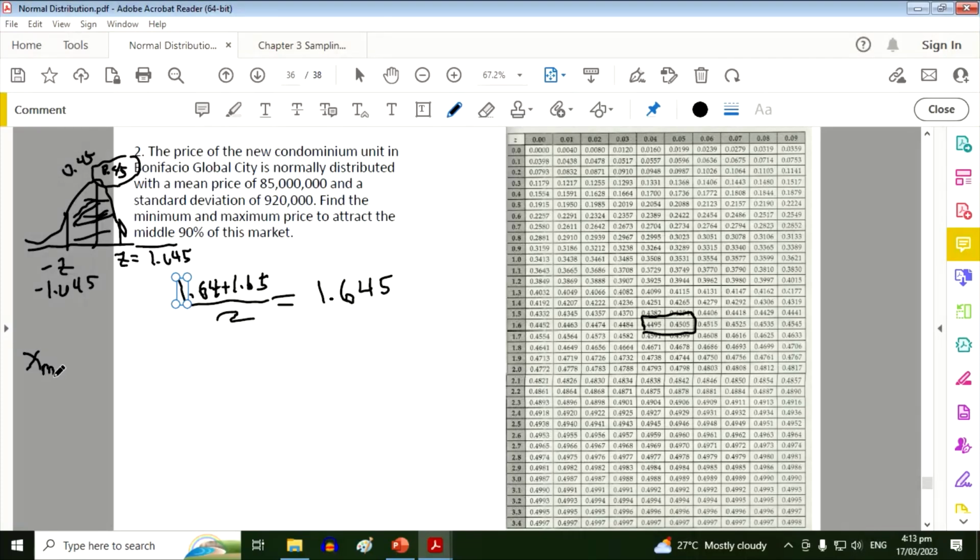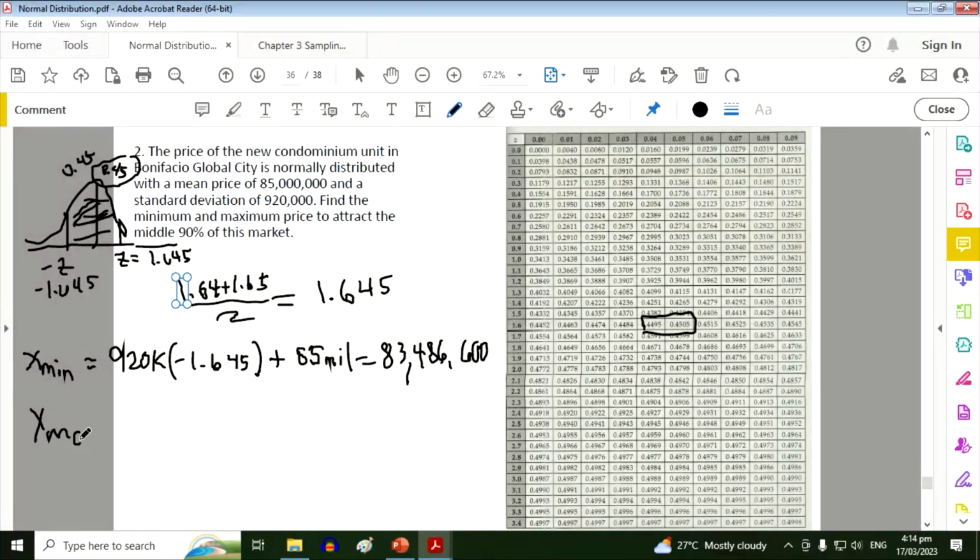So let's have x min. The standard deviation is 920k. I'll just write k times the z, which is negative 1.645, plus the 85 million. So a total of, please use your calculator, negative 1.645 times 920,000 plus 85 million. So we have 83. The minimum price is 83,486,600.